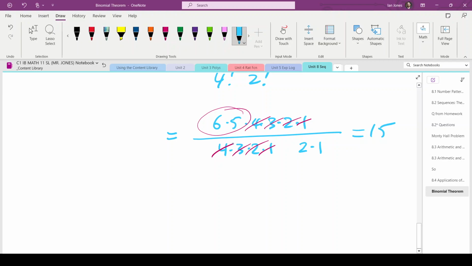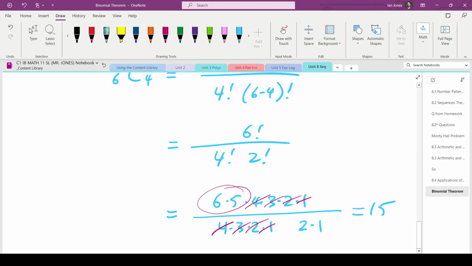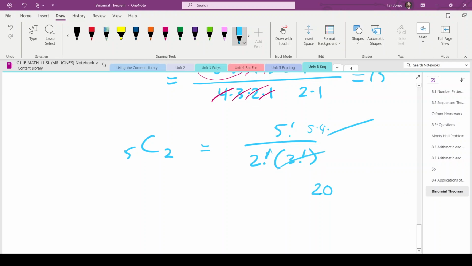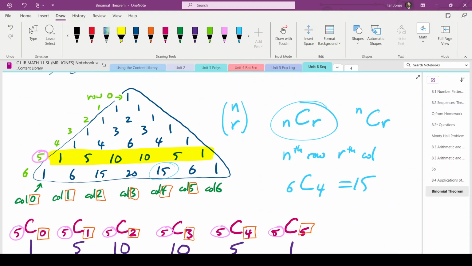But also notice this canceling technique. Very, very helpful. If I had 5 choose 2, that would be 5 factorial over 2 factorial times 5 minus 2 factorial. I take the bigger of these, that's the 3. So I know up here, I basically have 5 times 4 times 3 times 2 times 1, but that 3 times 2 times 1 is going to cancel with the 3 factorial. So I'm left with 20 over 2, which is 10. Or in Pascal's triangle, row 5, column 2, there it is, 10.